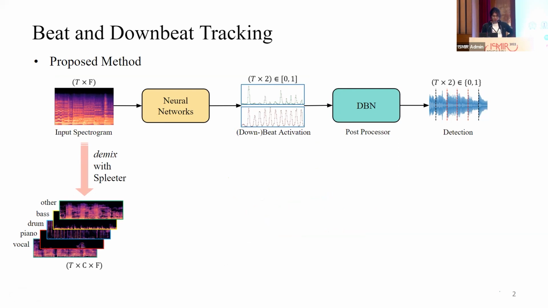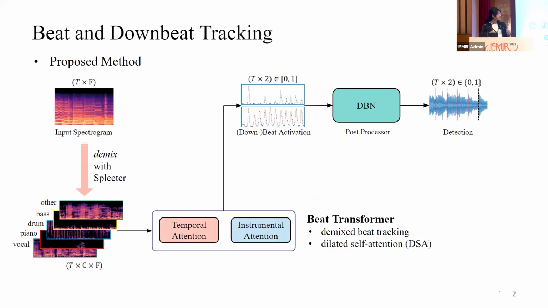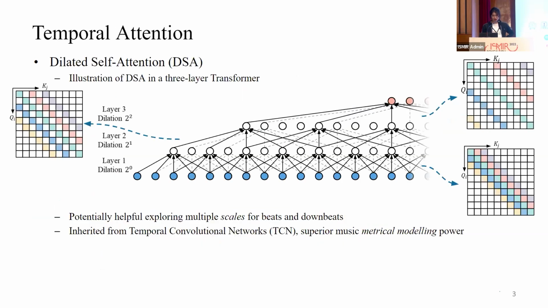Basically, we use a splitter to demix an audio mixture into 5 separate instrumental channels. And this demixed representation is then sent to a transformer model with both time-wise attention and instrument-wise attention. To model time-wise attention, we introduce a dilated self-attention mechanism, short as DSA. Basically, we compute self-attention only within a short window, and when the layer goes deeper, the window dilates itself at a rate exponentially increasing.